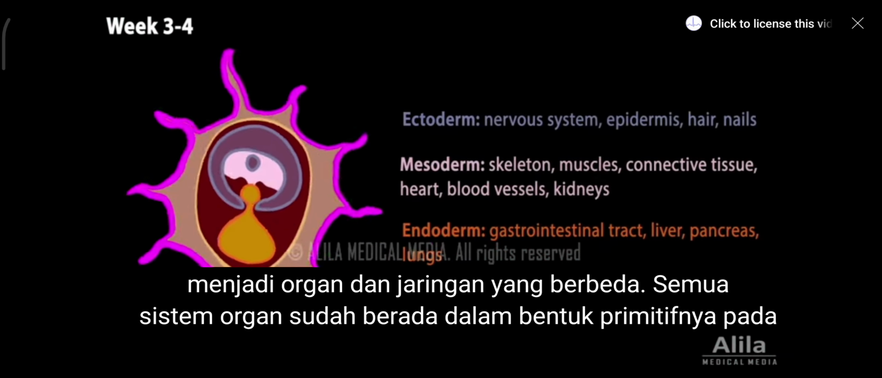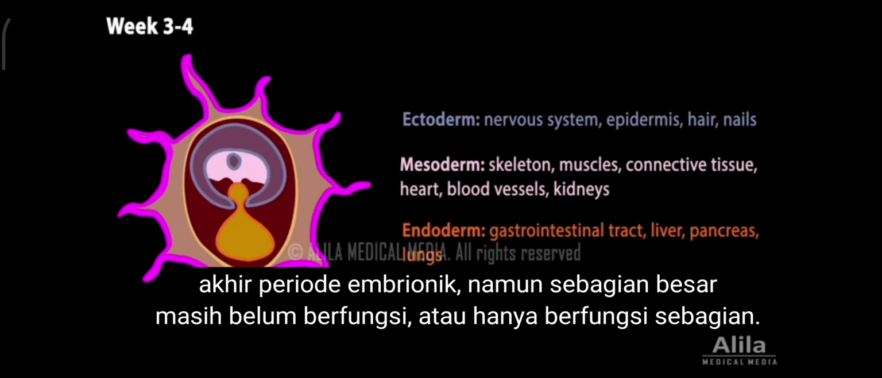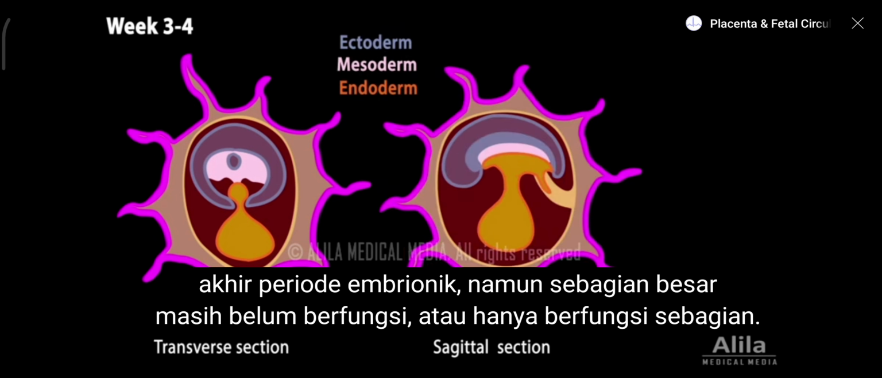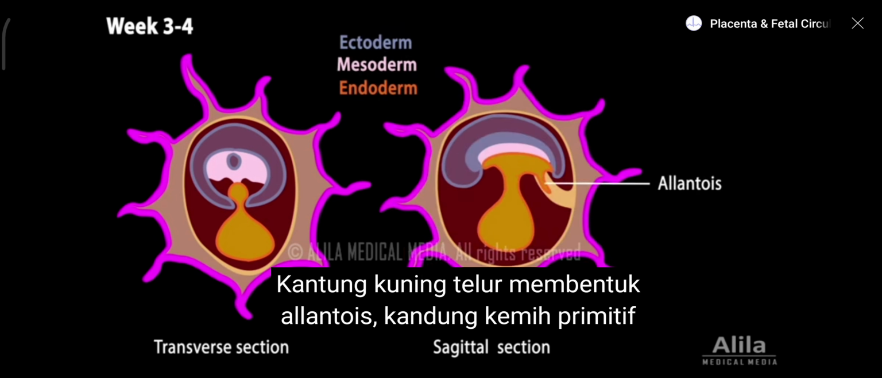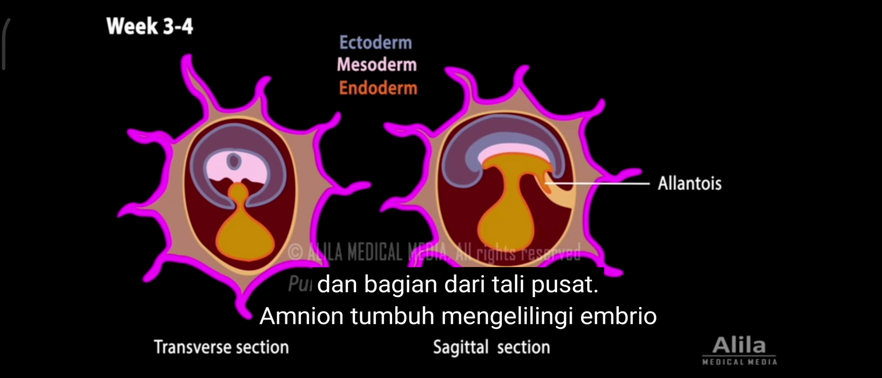All organ systems are present in their primitive form by the end of the embryonic period, but most of them are not yet functional or only partly functional. The yolk sac gives rise to the allantois, a primitive urinary bladder and part of the umbilical cord.